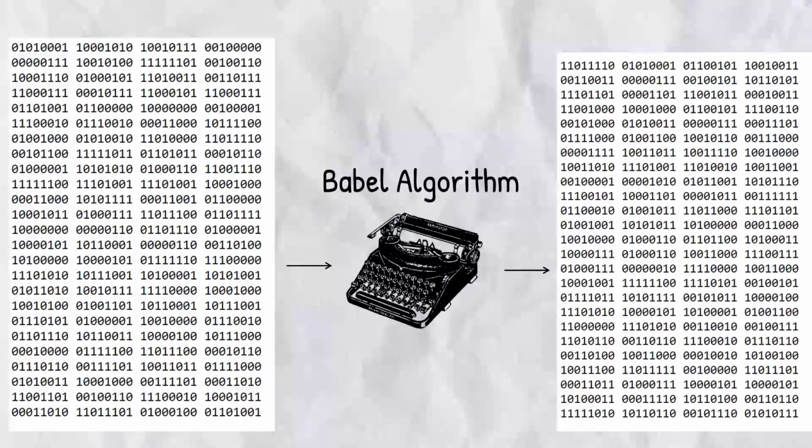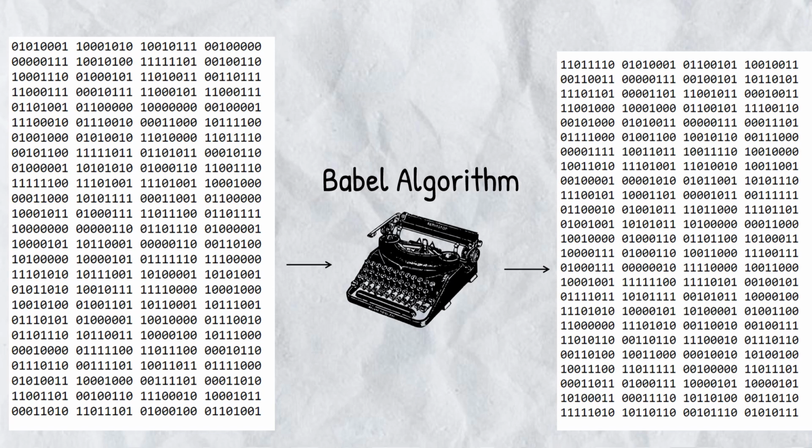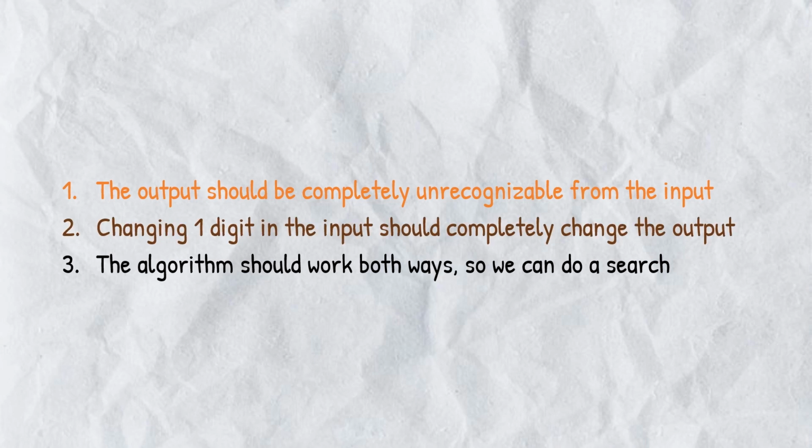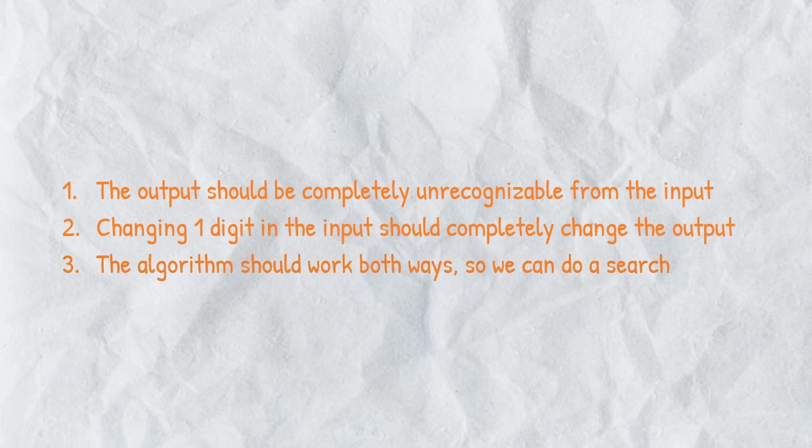To make the messages feel shuffled, we need to somehow take the 800-bit number we get in and convert it into a different number. The manner in which we convert it is called an algorithm. We can say 3 things about the algorithm. 1. The output should be completely unrecognizable from the input. 2. Changing 1 digit in the input should completely change the output. And 3. The algorithm should work both ways, so we can do a search.